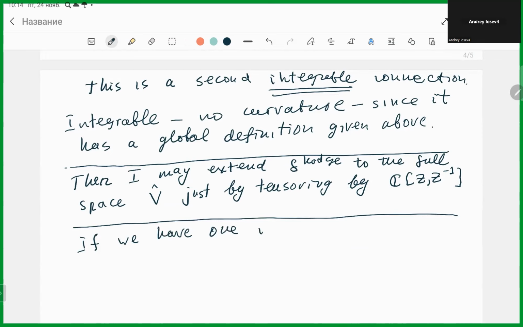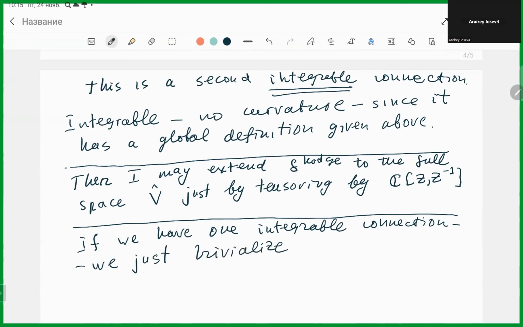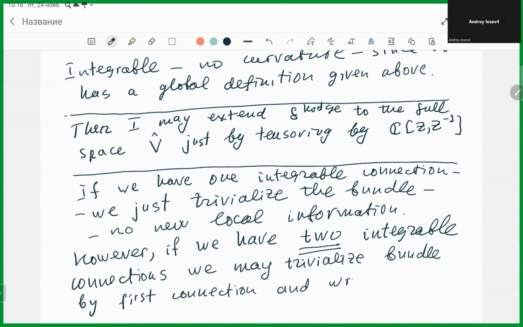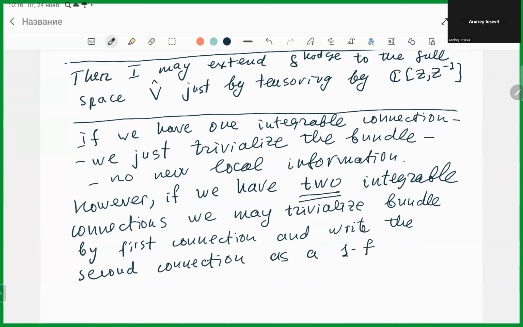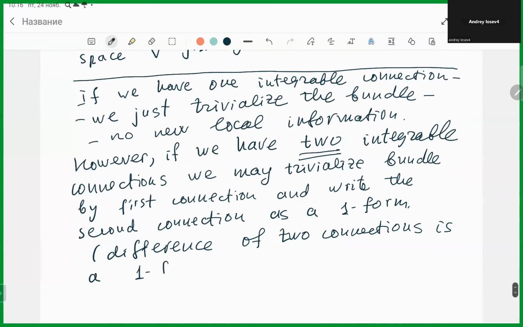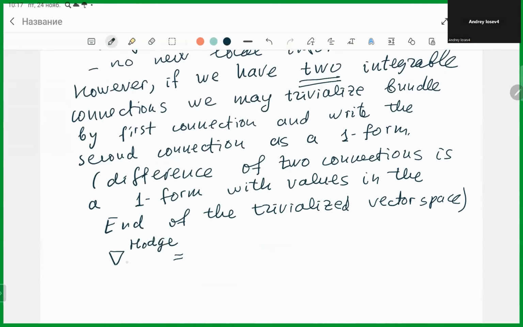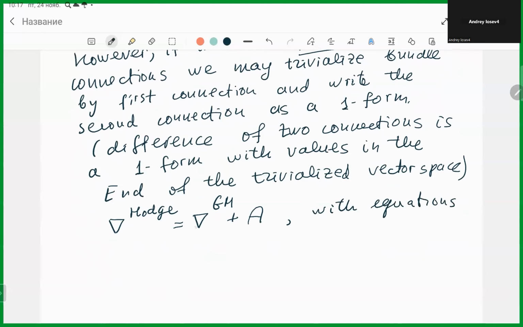If we have one integrable connection, we just trivialize the bundle. No new local information. However, if we have two integrable connections, we may trivialize the bundle by the first connection and write the second connection as a one form. The difference of two connections is a one form in the endomorphisms of the trivialized vector space. So our goal is to write plus some interesting one form A with equations. Suppose we trivialize Hodge, and we would get from this interesting equations.